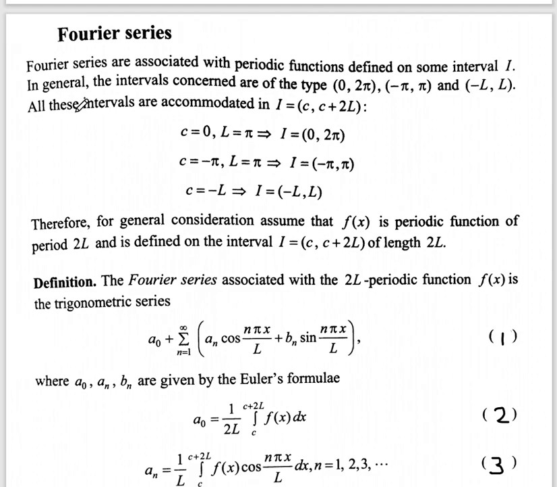Okay, so the Fourier series is associated with a periodic function defined on some interval I. I already told you, the Fourier series is totally associated with a periodic function which is defined on some interval I. That interval may be plus a to minus a. In general, in Fourier series the interval will be 0 to 2 pi, minus pi to pi, or minus l to l.